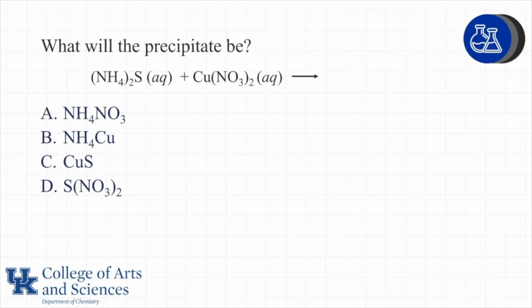What will the precipitate be for this reaction? Since copper sulfide is the insoluble compound, that will be the precipitate that forms. The ammonium and the nitrate will still be in the solution, but they will be present as ions dissolved in water, or aqueous ions.